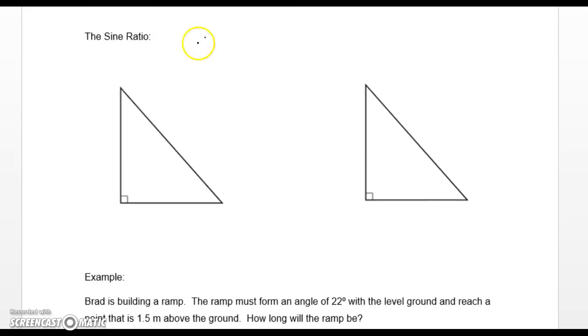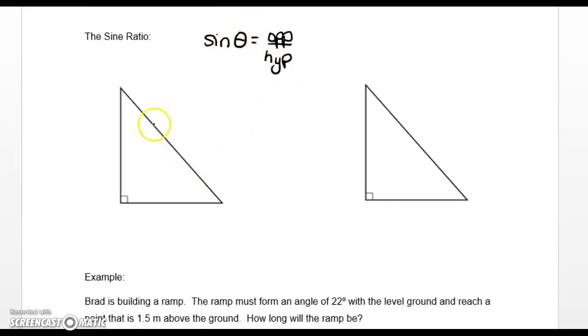According to this ratio, we have the sine of some sort of angle, which we'll call theta, is equal to the length of your opposite side over the length of your hypotenuse. In order to determine what side is the opposite, we have to look at where our angle is. So this term opposite means opposite to the angle theta.